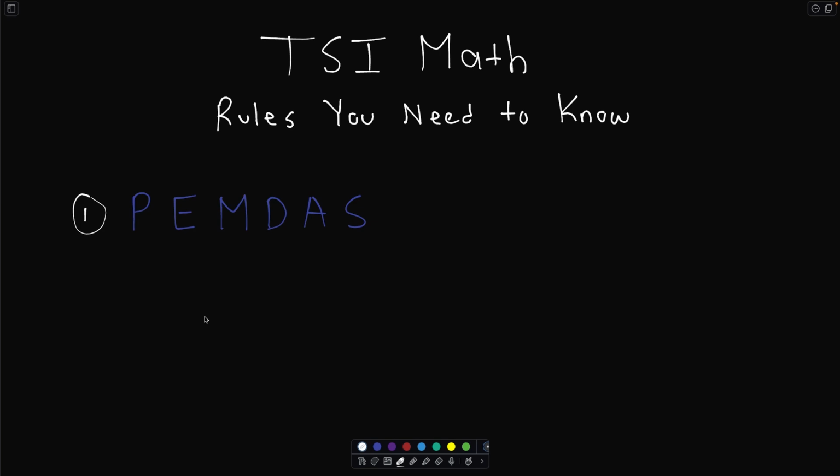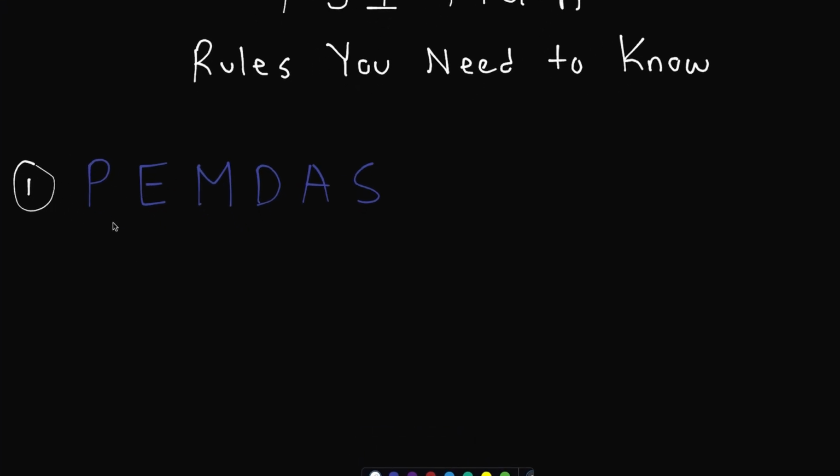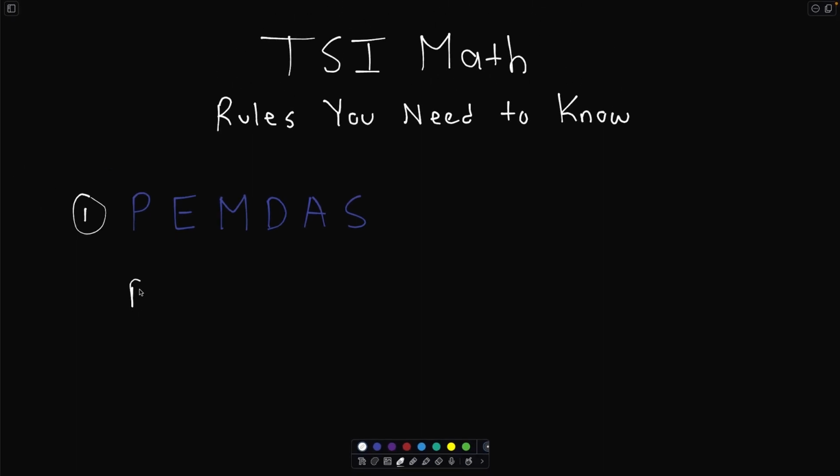PEMDAS. This rule deals with the order of operations, and this is a rule that you're gonna encounter throughout your whole math journey. So let's learn it. You have a P in PEMDAS, an E, an M, a D, an A, and an S. So what does the P stand for?